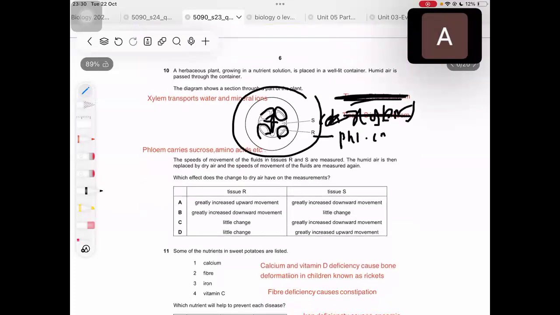Then let's go with the answers. What happens now? They are saying that initially there was humid air. Then this humid air is replaced by dry air. The speeds of the movements of the fluid in tissues R and S are measured. The humid air is replaced by dry air, and the speeds of the movement of the fluids are measured again.